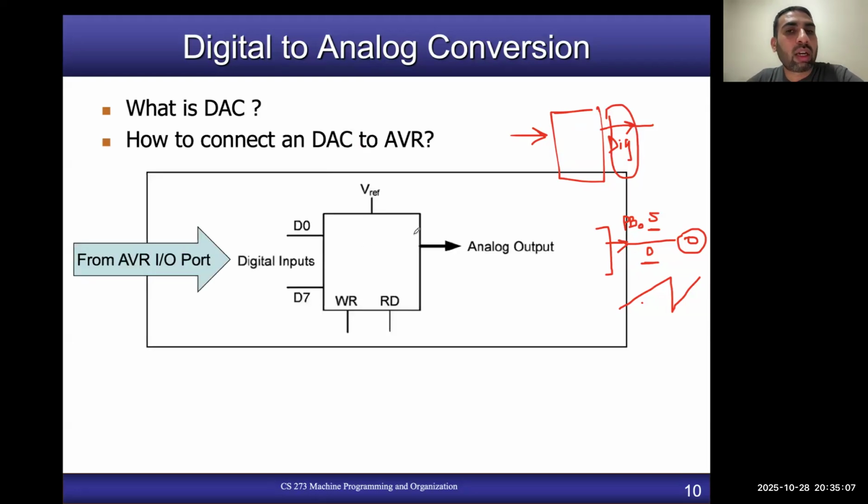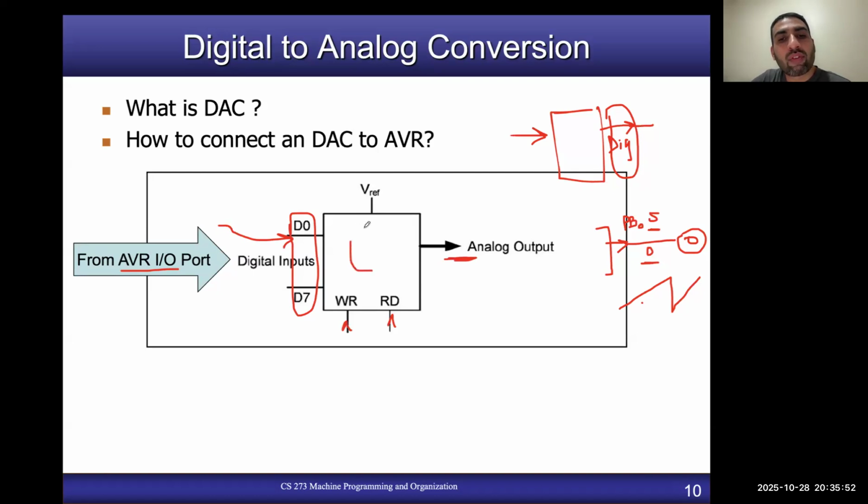So how can we connect a DAC, a digital to analog converter, to an AVR? This is an example of a DAC module or DAC chip. You have 8 digital input pins, D0 to D7, coming from the AVR microcontroller. Let's say you have an 8-bit DAC. The 8 pins will be outputs of the AVR microcontroller, and you will make them inputs to your DAC. And then there are control signals, write and read, and here it will provide you an analog output.